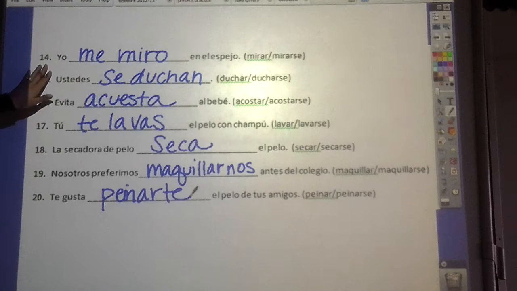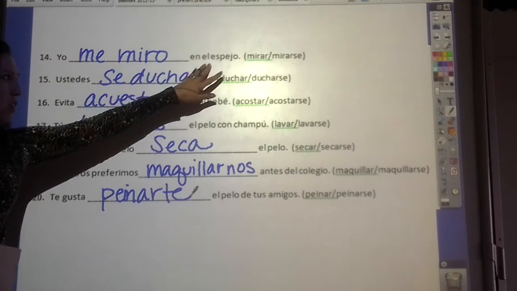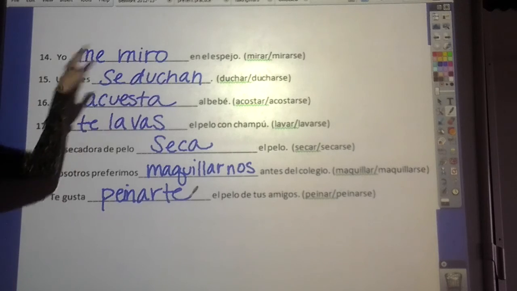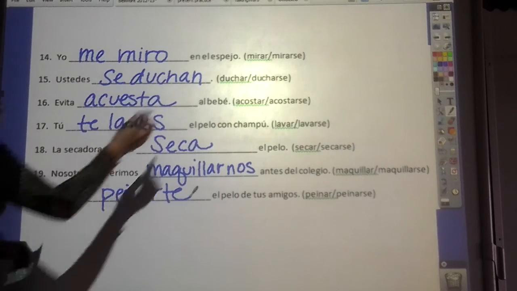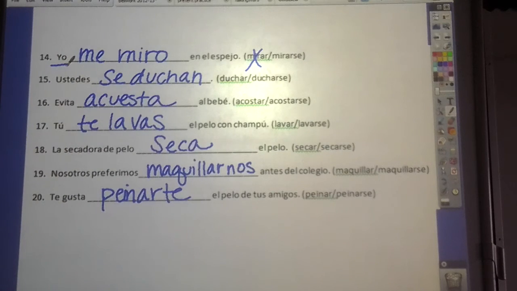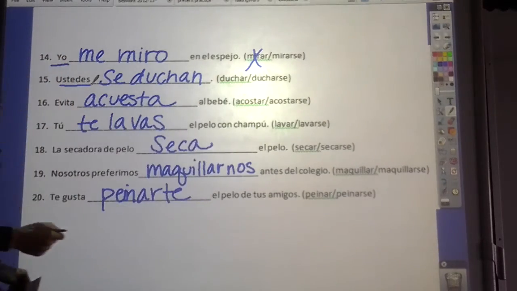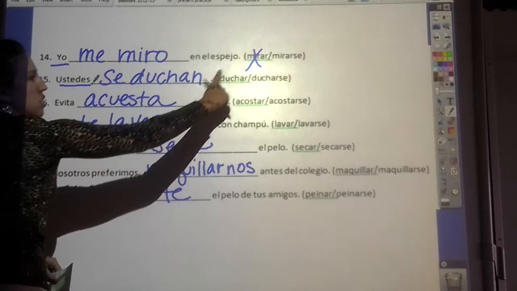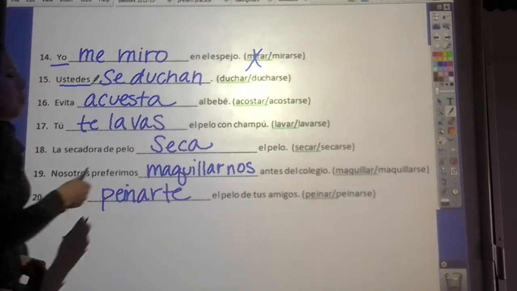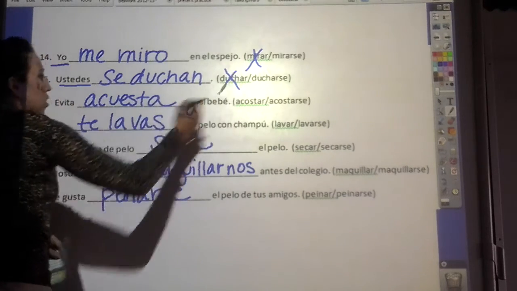Okay, so for 14, I look at in the mirror or I look at myself. I look at myself. So this is reflexive because it's happening to you. You are doing the looking and you are looking at yourself. Número 15. You all shower, take a shower. There's no more information about whether or not it's happening to somebody else. So we can assume that it is happening to ustedes and it is reflexive as well.